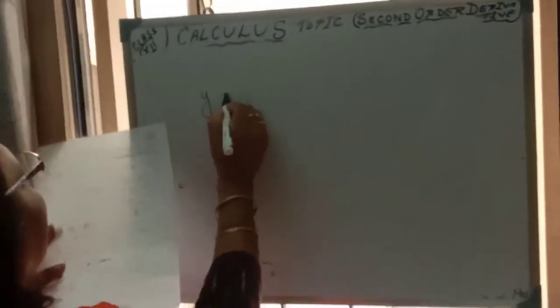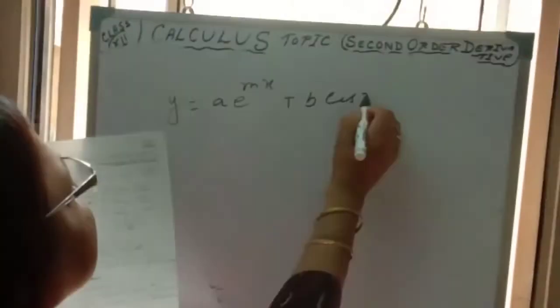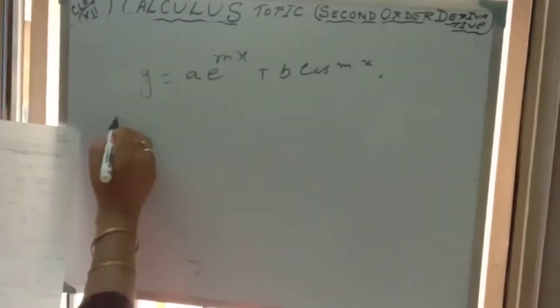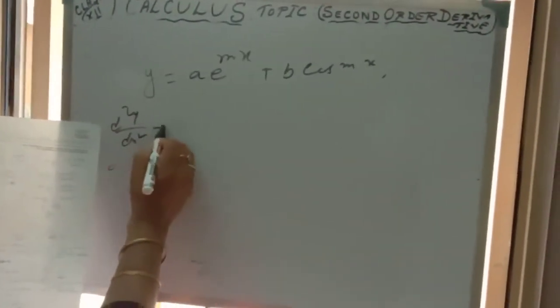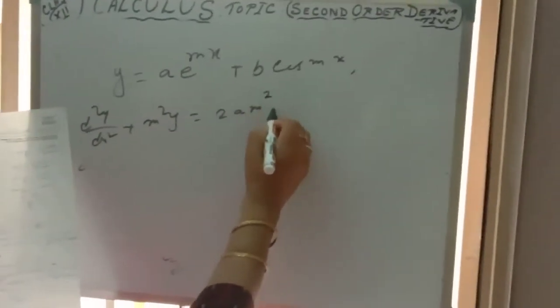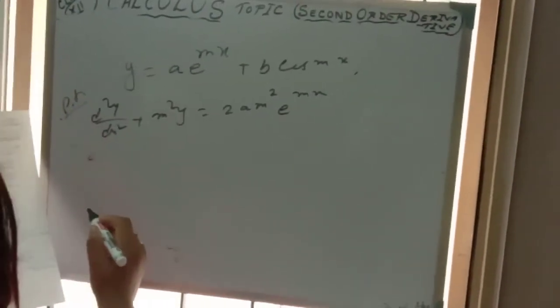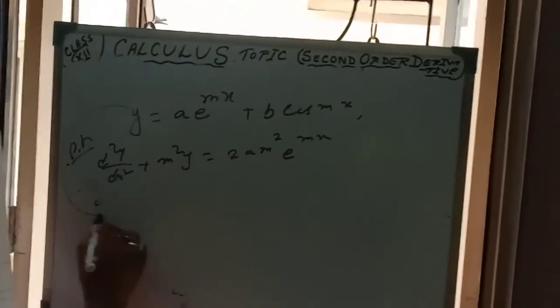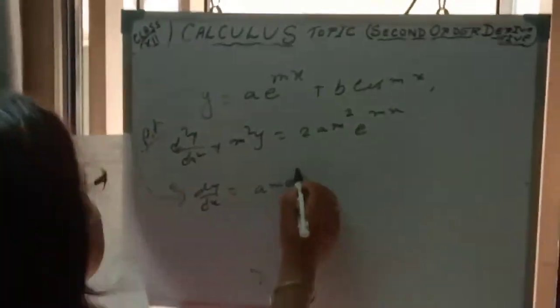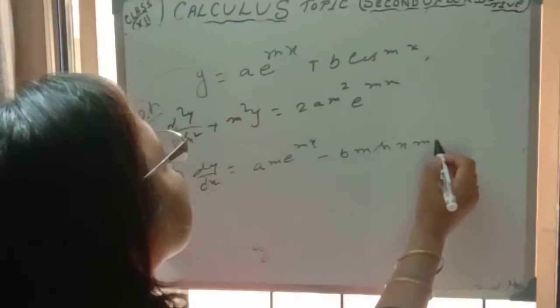Say y is equal to a e to the power mx plus b cos mx. We have to prove that d2y/dx2 plus m square y is equal to 2am square e to the power mx. This we have to prove. Now y equals this. So from here we can write dy/dx is equal to a m e to the power mx minus bm sin mx.